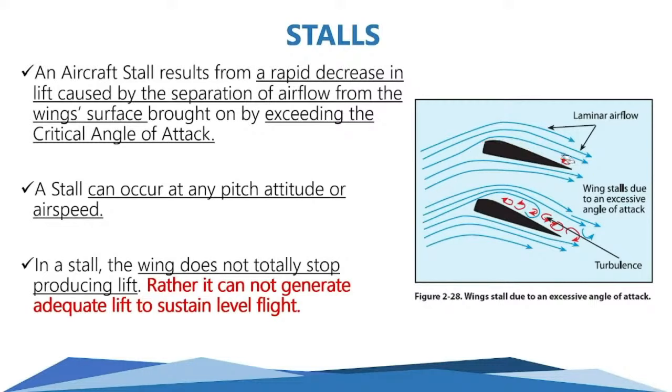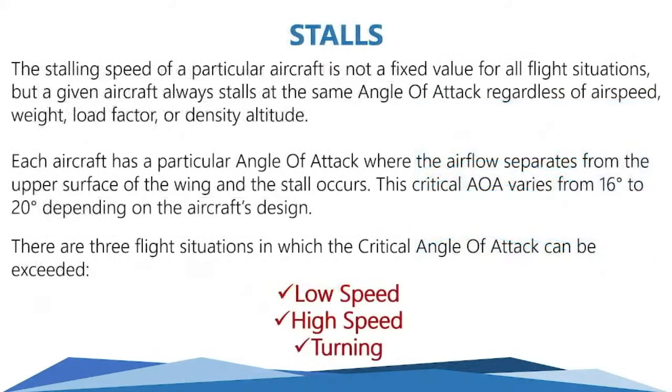As you start to increase the angle of attack and you get very close, if not exceed, the critical angle of attack, you'll start to have separation of that smooth airflow, and you'll start to see these little burbles here. Probably not an official term there, but that smooth laminar airflow is going to start to separate, and because of that, you're not going to be able to generate enough lift to remain at your altitude. So in a stall, the wing does not totally stop producing lift, rather it just can't generate enough lift to sustain your level flight.